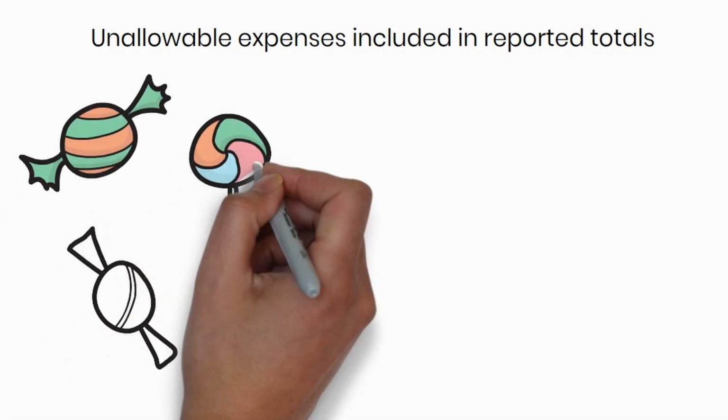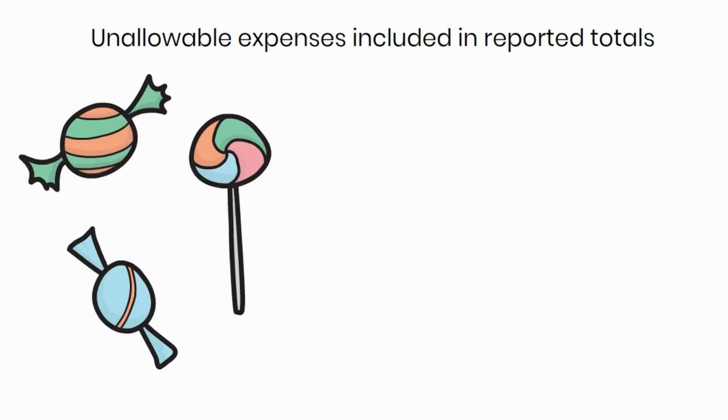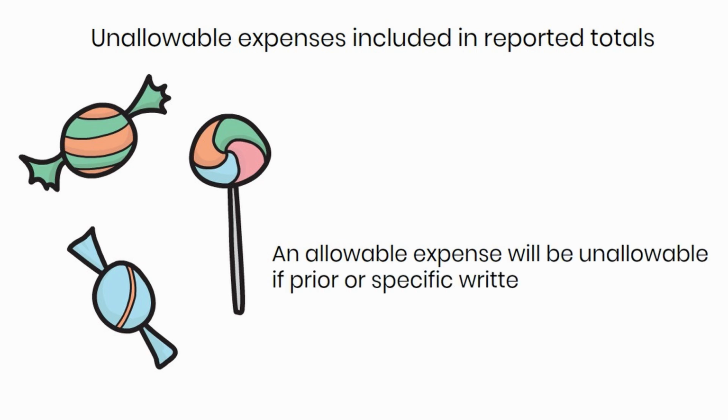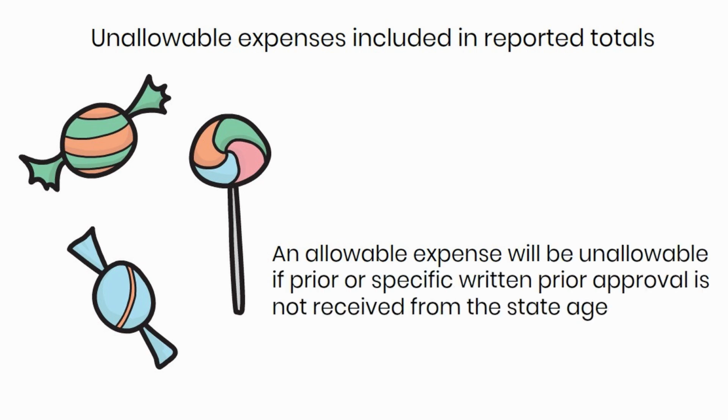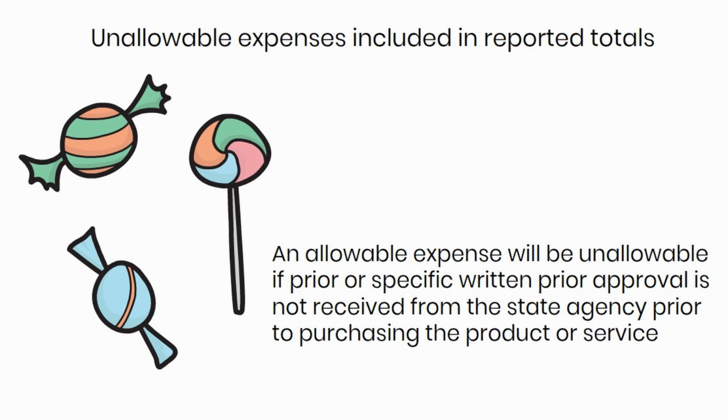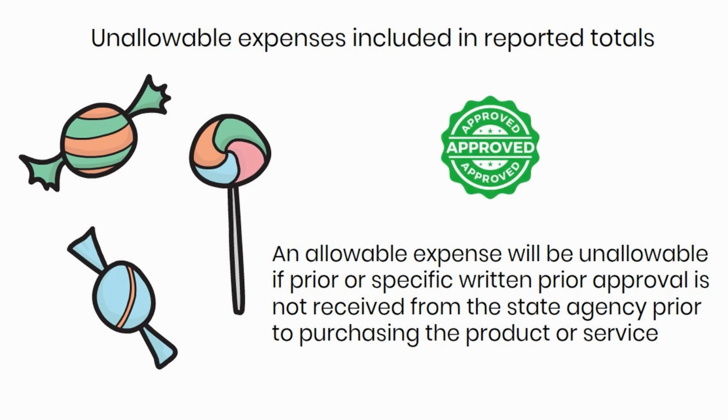Unallowable expenses included in reported totals. For example, including cream cheese, granola bars, and candy costs under food expenses. Another example would be an expense that was not approved in the budget. An allowable expense will be unallowable if prior or specific written approval is not received from the state agency prior to purchasing the product or service. Approval only occurs through the approval process of the budget workbooks.